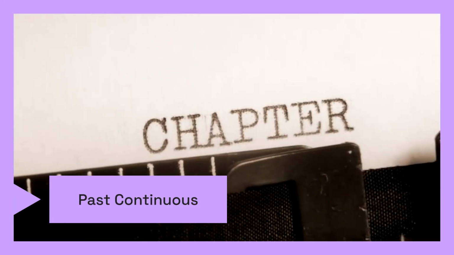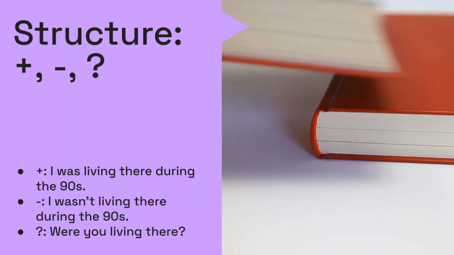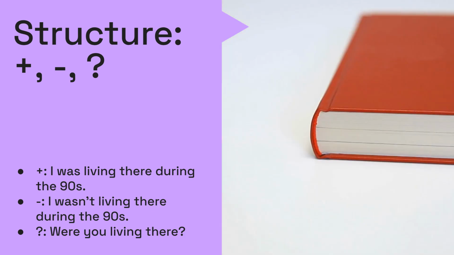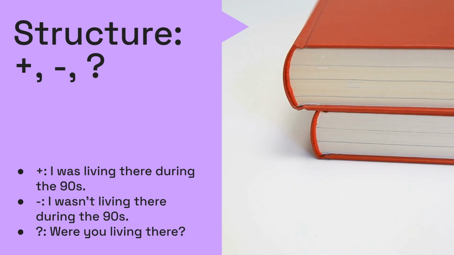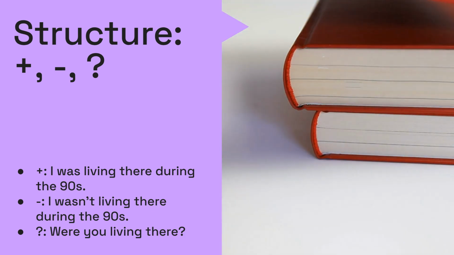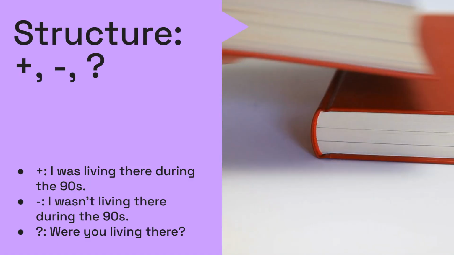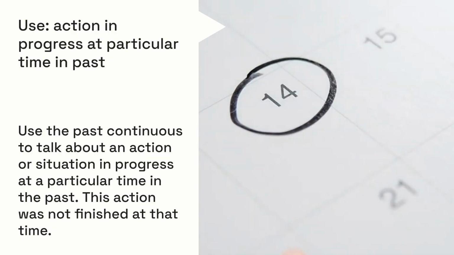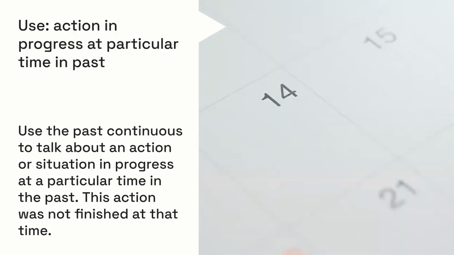Now let's explore the past continuous, which describes actions in progress at a specific time in the past. The structure for past continuous is, for affirmative statements, I was living there during the 90s, for negative statements, I wasn't living there during the 90s, and for questions, were you living there? This tense is used for actions that were ongoing at a specific point in the past and were not yet finished.